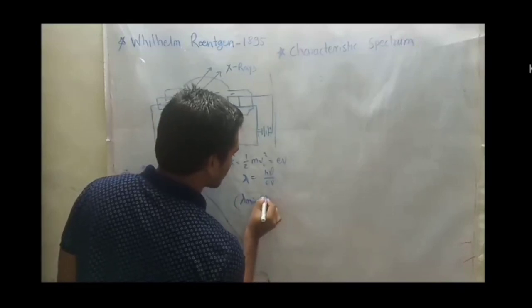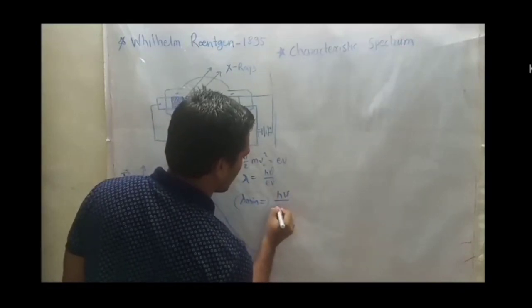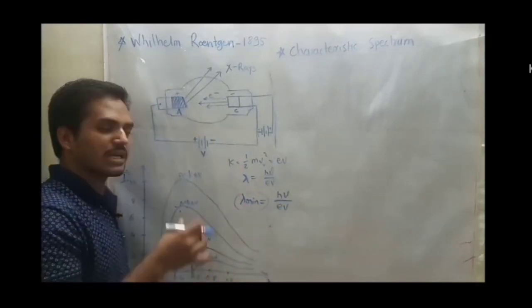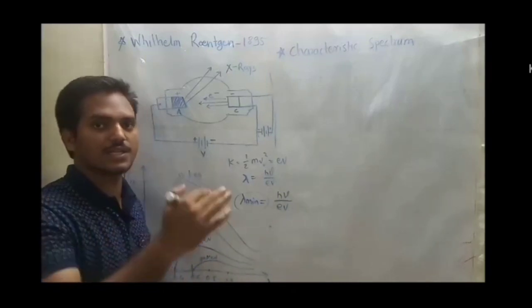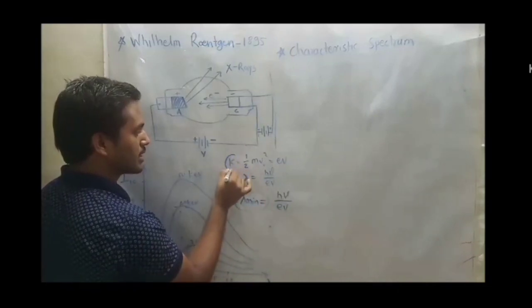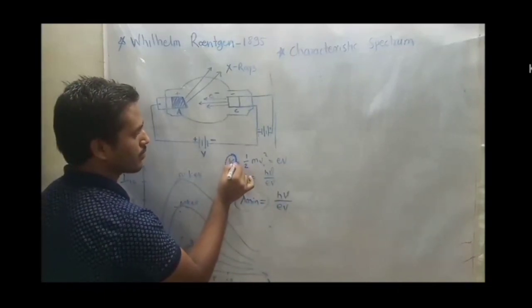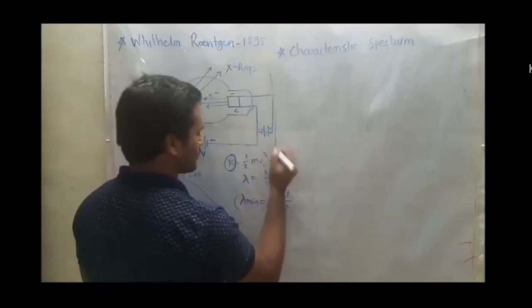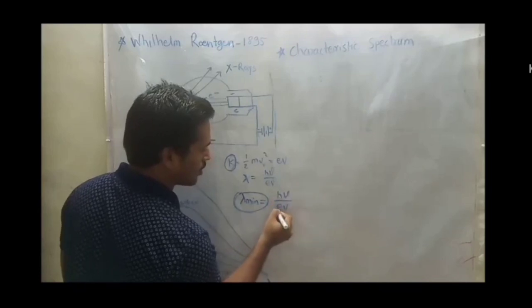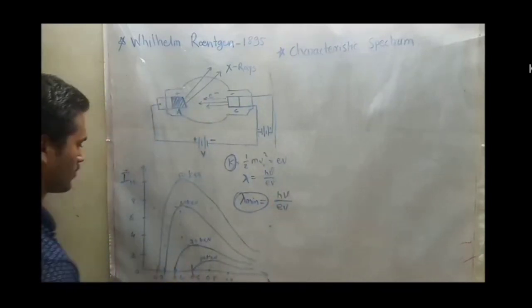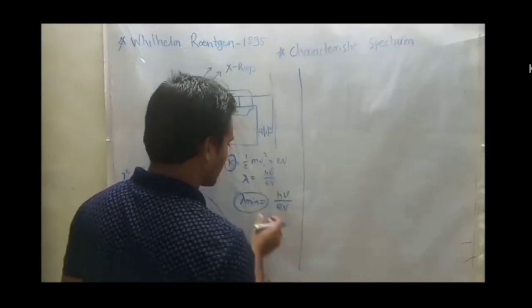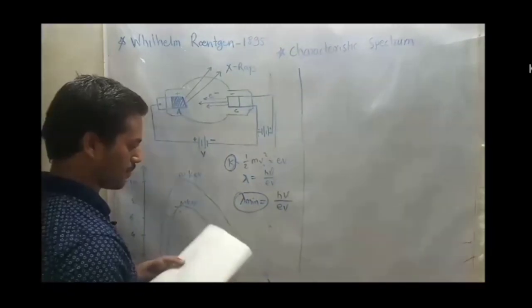This is equal to hc upon eV, because for lambda minimum we can consider all the kinetic energy is converted into the photon. Lambda minimum value can be calculated as hc upon eV. Here we can take problems on the basis of lambda minimum.